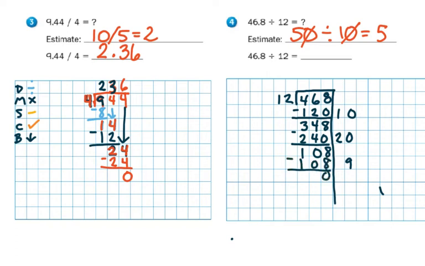Exactly. So now I'm just going to add up these numbers on the side. 10 plus 20 is 30, plus 9 is 39. And where would I put my decimal point so the answer is closest to 5? 3 and 9/10.